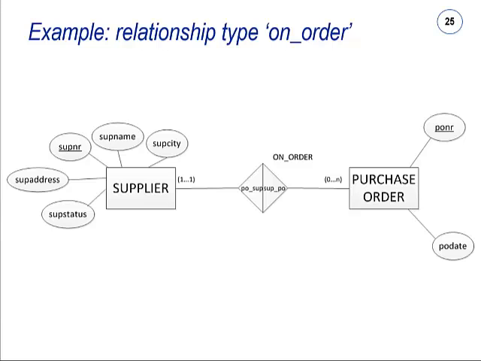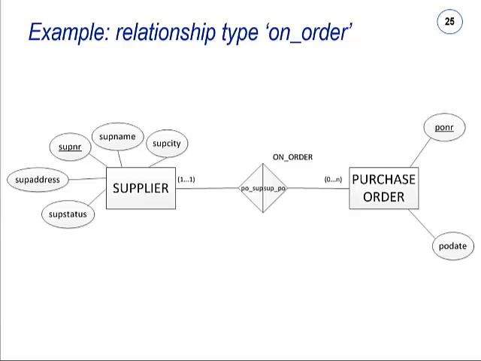If the minimum cardinality is 1, we have existence dependence. Purchase order is existent dependent on supplier because the minimum cardinality there is 1. You cannot have a purchase order without a supplier. The existence of a purchase order depends upon the existence of a supplier. Purchase order is existent dependent on supplier.